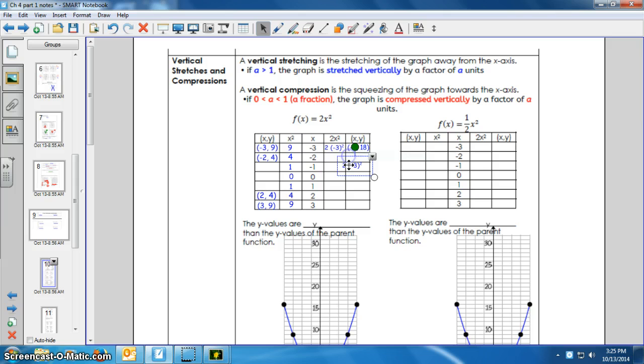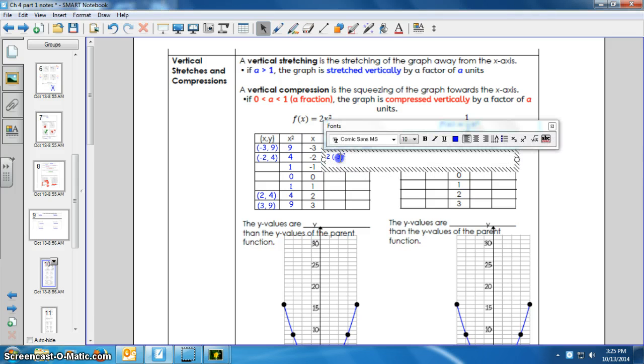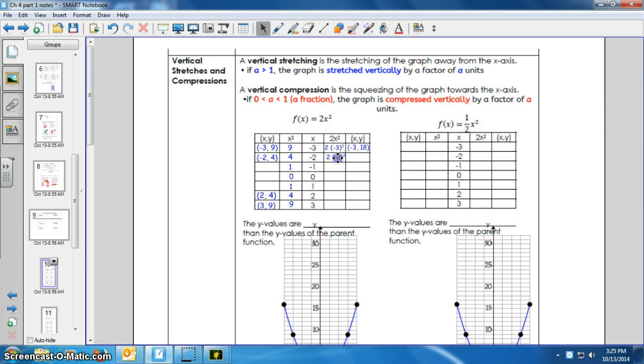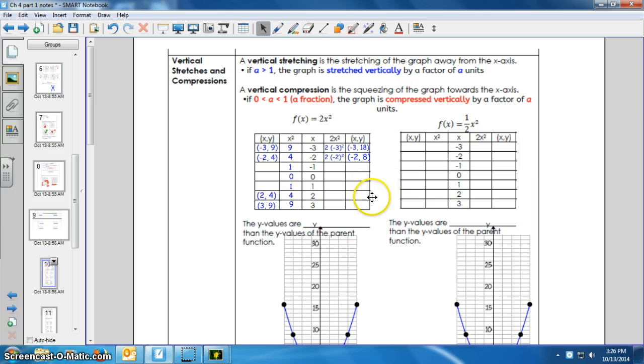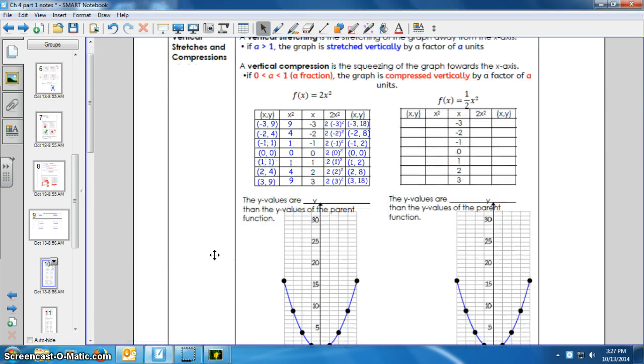So next we're going to plug in -2. And we take -2 and square it, and we get 4, and then we would multiply that by 2, the number in front, to get 8. So it looks like when I plug in my ordered pair, -2, I'd get 8 as the output. So go ahead and fill the rest of those in, and then I'll have them posted here in just a second. All right, so there's our table all filled in.